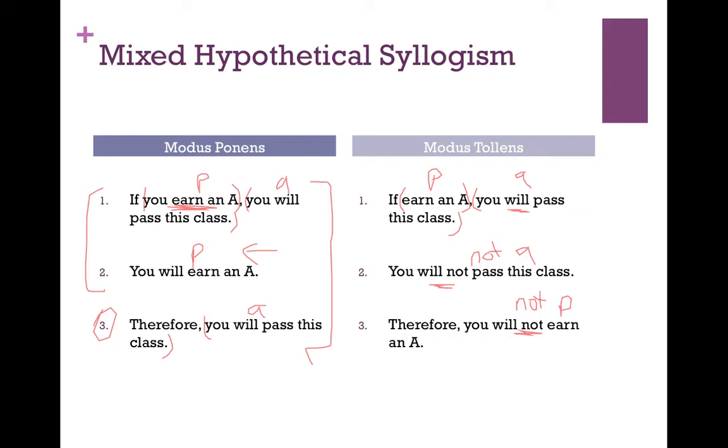But a woman can have one to save her life, therefore abortion is not always wrong. Notice what you did there is you denied the consequent in order to show that the antecedent was false. And that is a form of modus tollens.